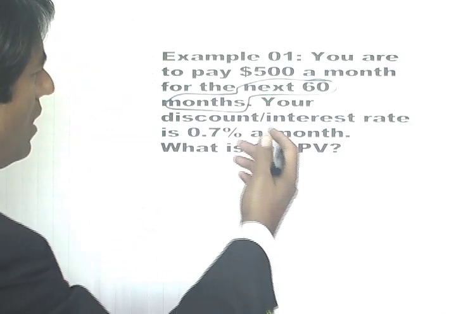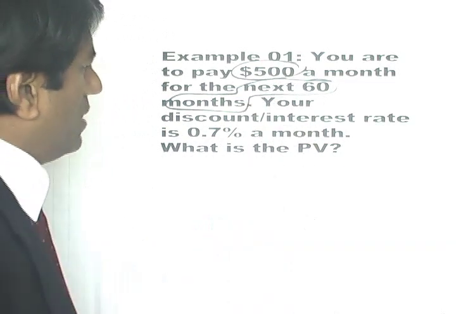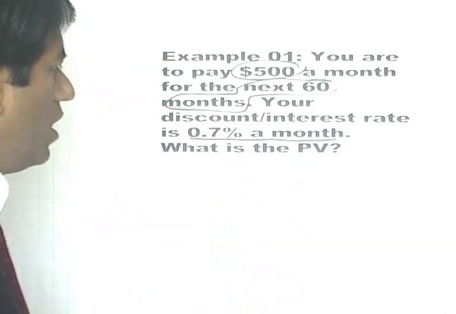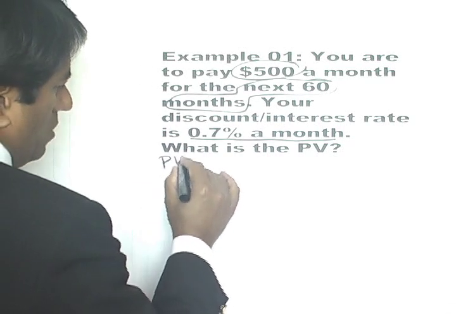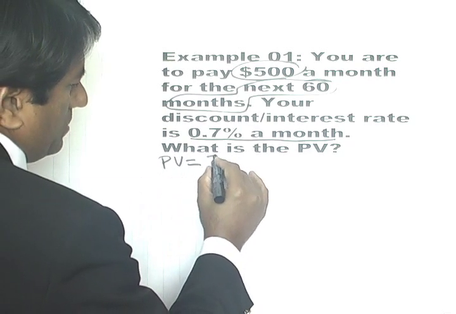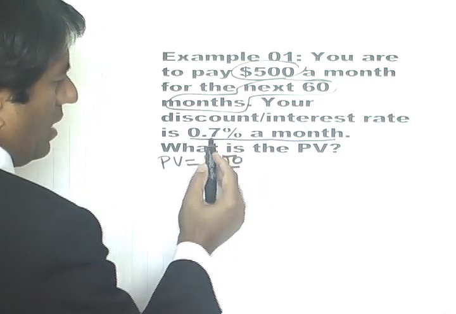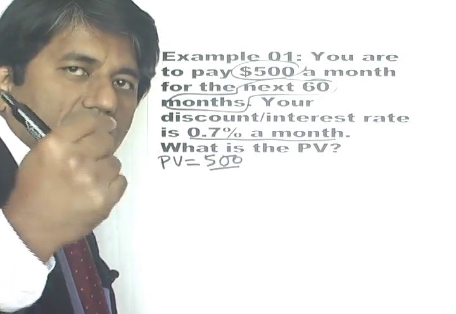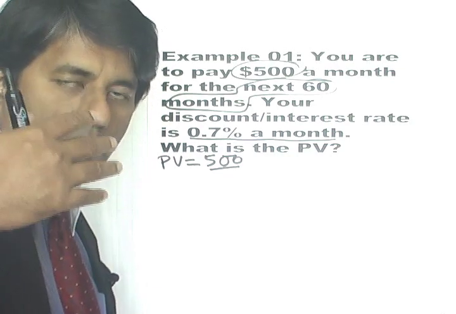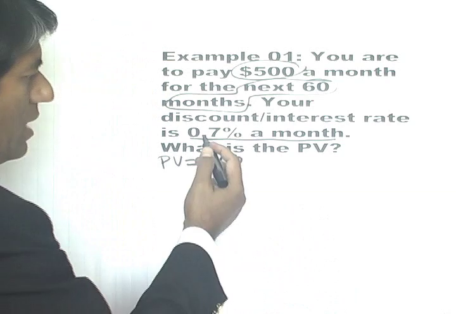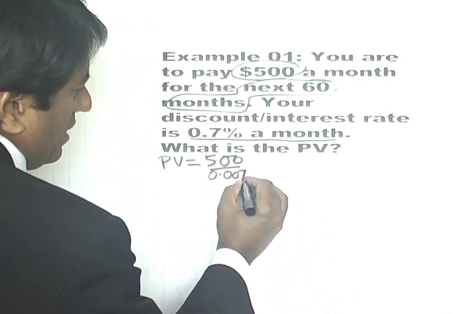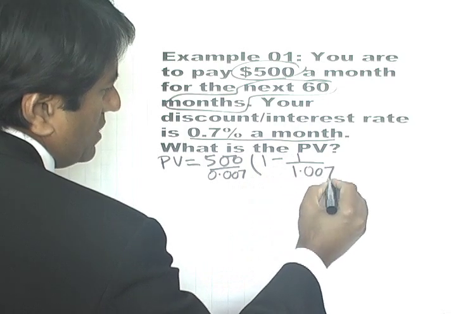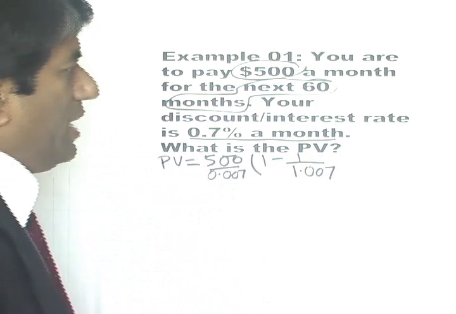And here, the cash flow is $500 a month, and the discount rate for a month is 0.7%. So, you want to know what the present value is? Well, the present value by the annuity formula will be 500 divided by 0.007, because percent means per 100, so you divide 0.7 by 100 to get 0.007, into 1 minus 1 divided by 1.007. And how many periods? Well, 60 periods.